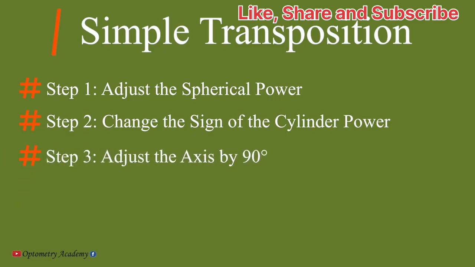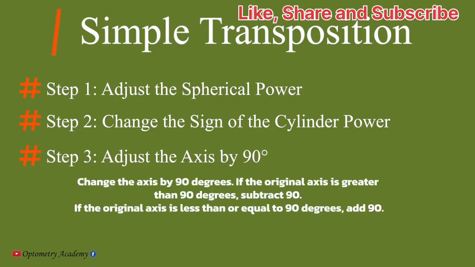Step 3. Adjust the axis by 90 degrees. Change the axis by 90 degrees. If the original axis is greater than 90 degrees, subtract 90. If the original axis is less than or equal to 90 degrees, add 90.